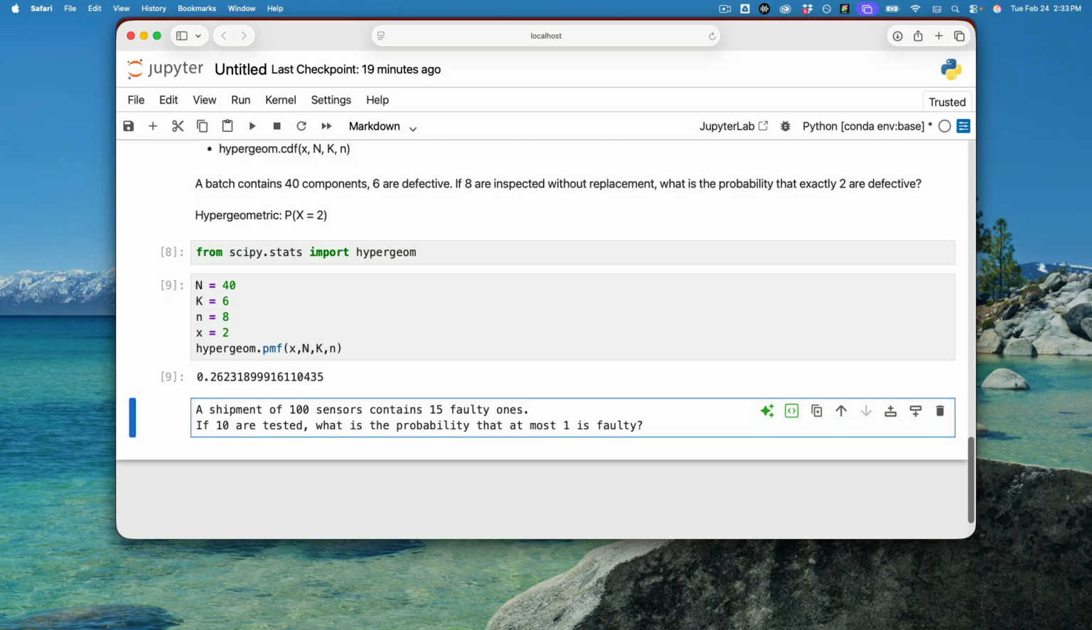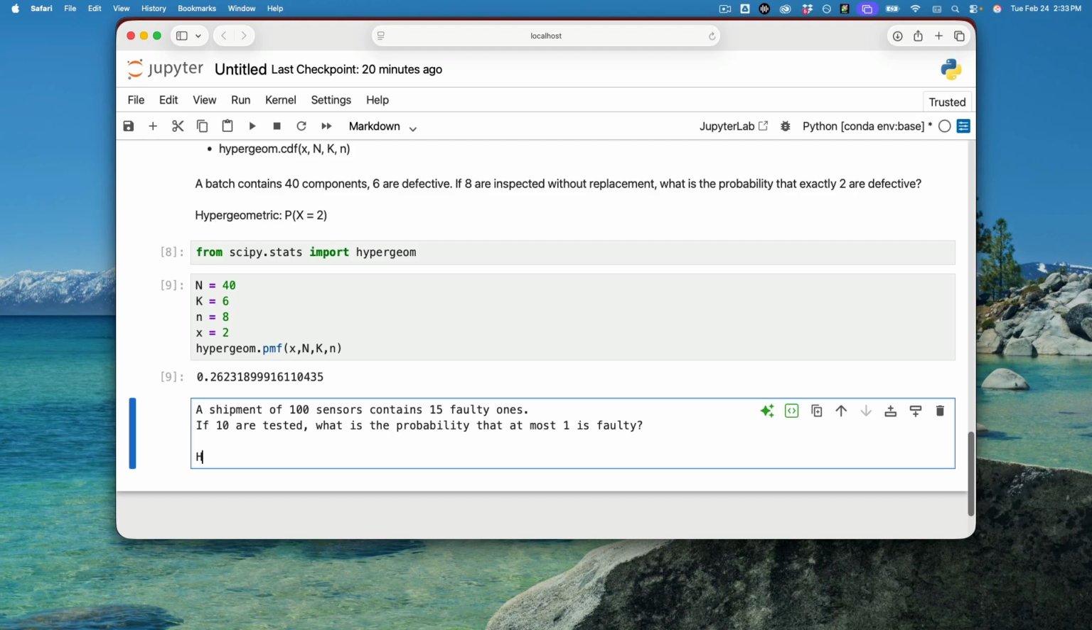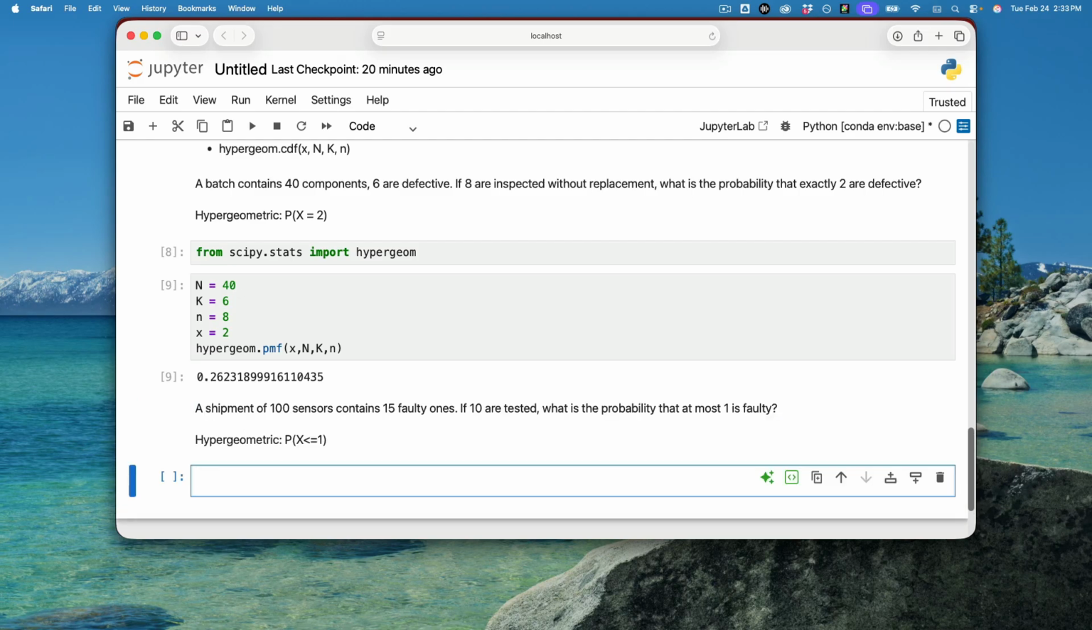A shipment of 100 sensors contains 15 faulty ones. Again, this immediately screams hypergeometric. I have a population, and I'm given the number of successes in the population. If 10 are tested, that's my sample. What's the probability that at most 1 is faulty? So 0 can be faulty, or 1 can be faulty. So this is P of x less than or equal to 1. That would be a CDF.